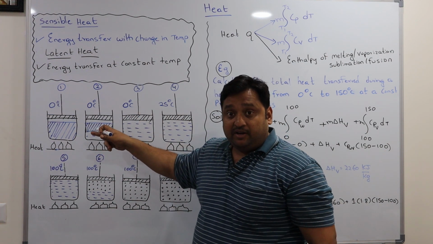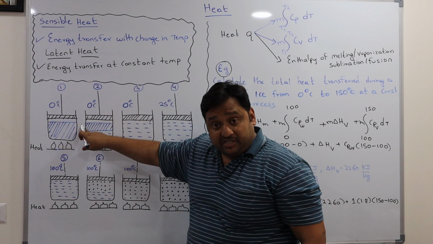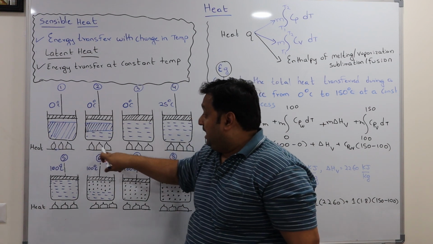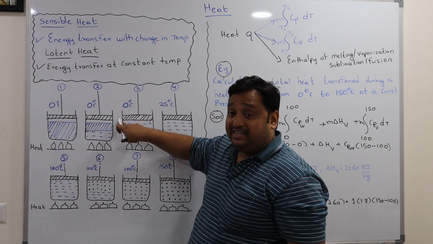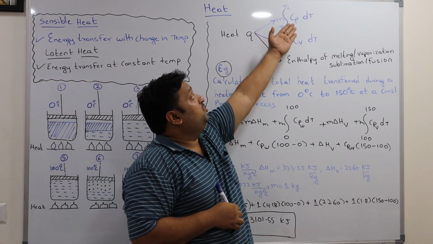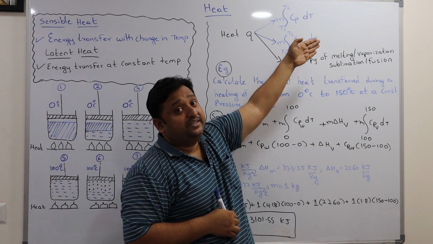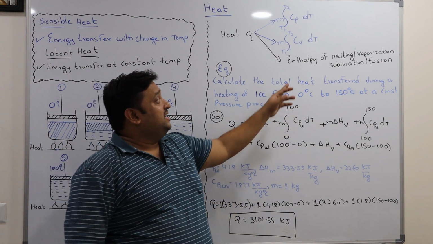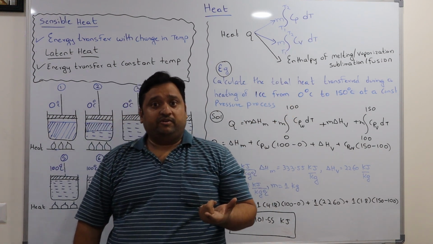Wherever this kind of situation comes, you have to calculate how much of the supplied heat is in the form of latent heat. So either sensible heat, Cp dT, Cv dT, or second, the latent heat. That means we have to know the values, okay?